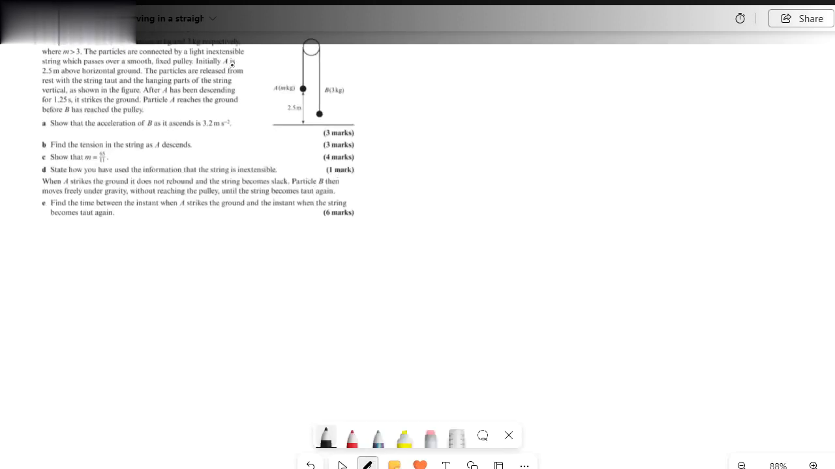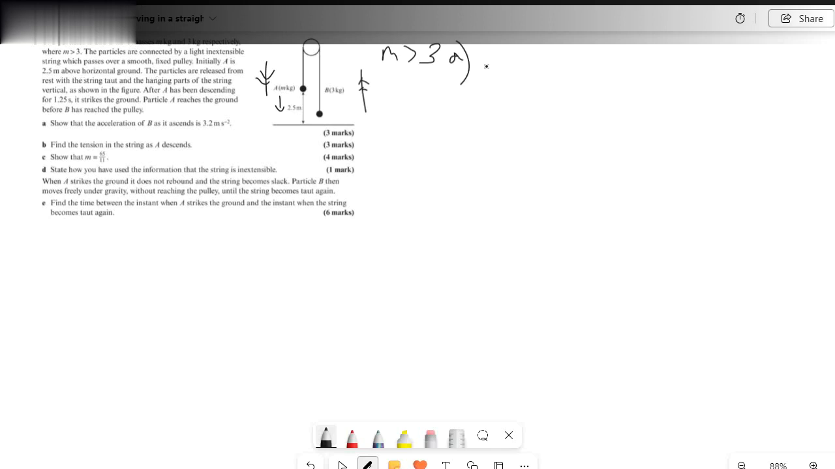For number 3, we have two particles A and B with masses m kg and 3 kg respectively, where m is greater than 3. So therefore we can say that the acceleration on the left side is downwards and the acceleration on the right side is upwards, because m is greater than 3. Therefore A is the particle that causes the pulley to accelerate downwards. Initially A is 2.5 meters above horizontal ground.